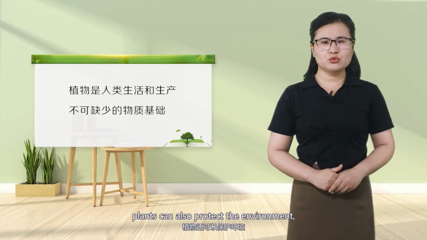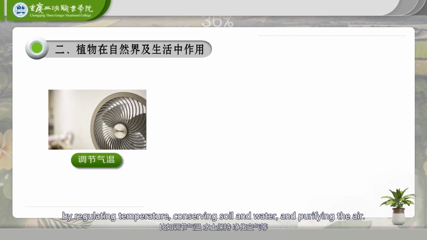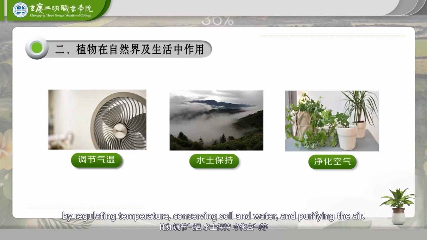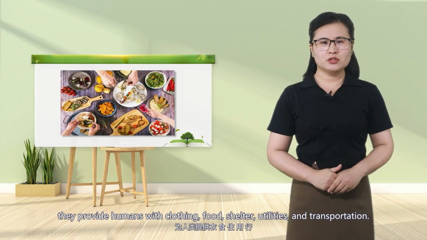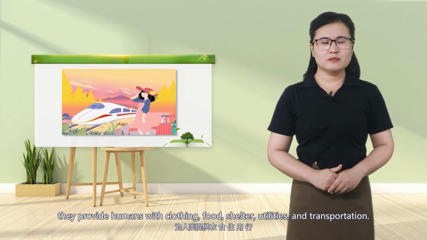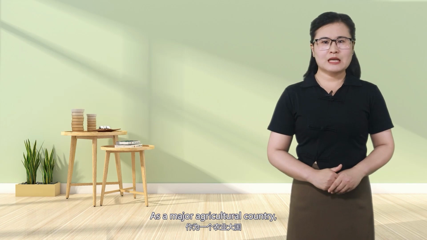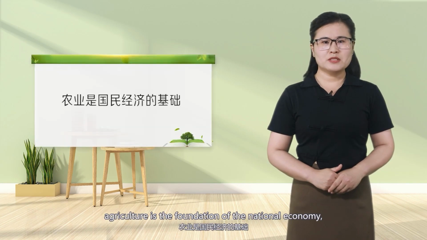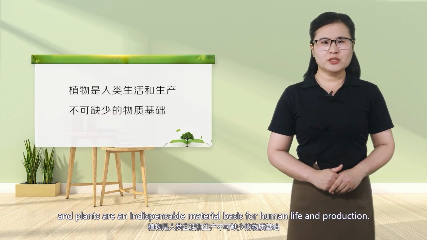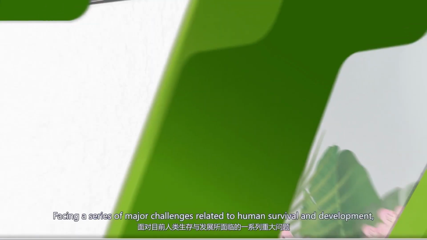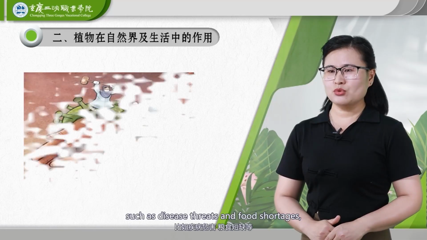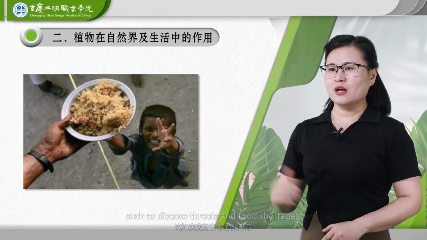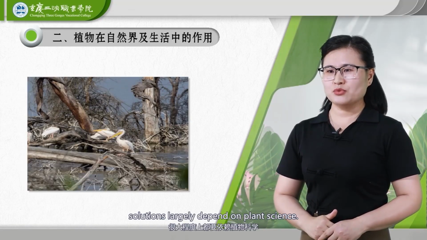Plants can also protect the environment by regulating temperature, conserving soil and water, and purifying the air. At the same time, they provide humans with clothing, food, shelter, utilities, and transportation. As a major agricultural country, agriculture is the foundation of the national economy, and plants are an indispensable material basis for human life and production. Facing a series of major challenges related to human survival and development, such as disease threats and food shortages, solutions largely depend on plant science.